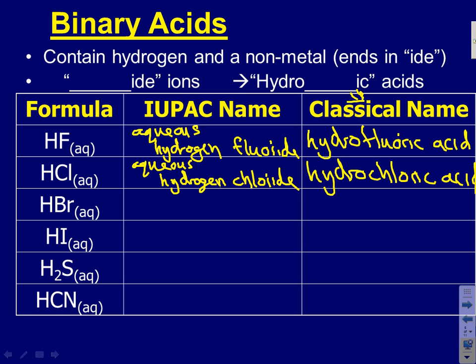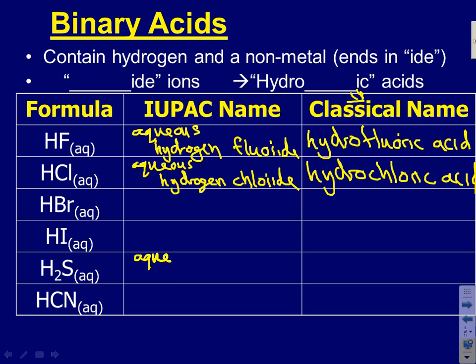This sulfur one has a little trick to it. So if you want to leave it, I can explain it. You should be able to do the HBr and the HI, and you should also be able to do the HCN, keeping in mind that that CN is called a cyanide. So you can then apply it to the classical name as well. The sulfur one is tricky. It's the classical name that has an extra part. I'm going to do that right now with you.